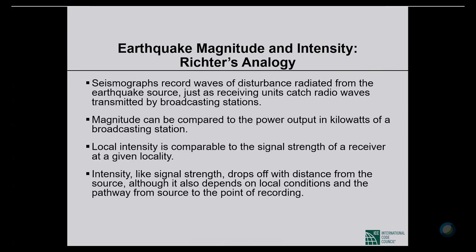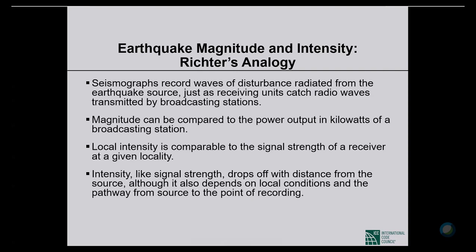Magnitude can be compared to the power output in kilowatts of a broadcasting station. Okay, this is very, very important. Magnitude can be compared to the power output in kilowatts of a broadcasting station. Local intensity is comparable to the signal strength of a receiver at a given locality. These are not the same things. The magnitude is how much power was output at the source, at the broadcasting station, and intensity is the strength of the signal received at your unit.